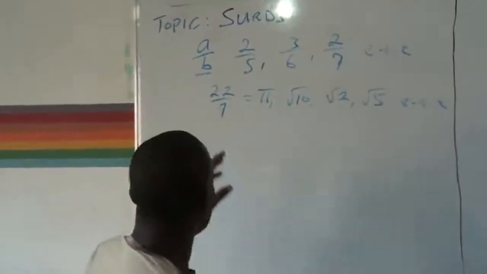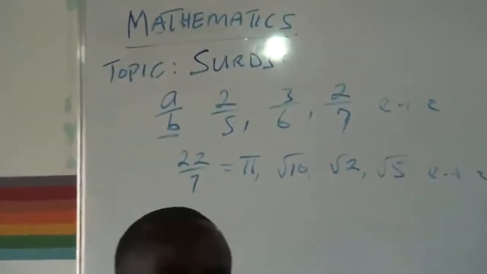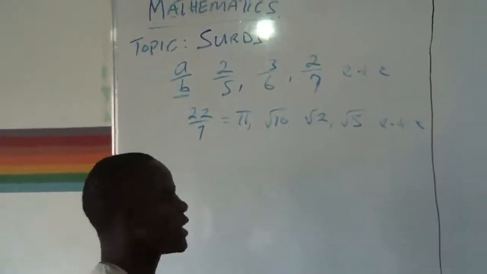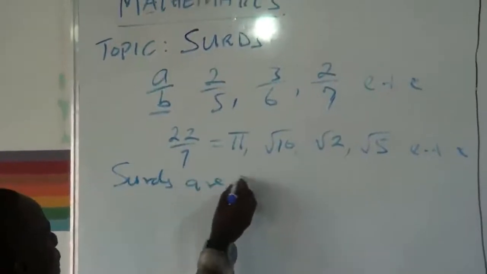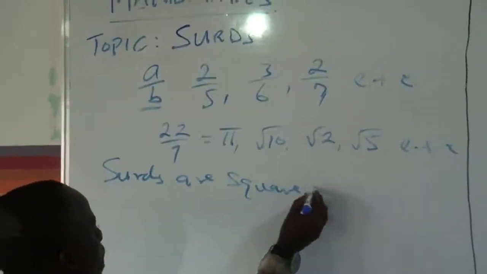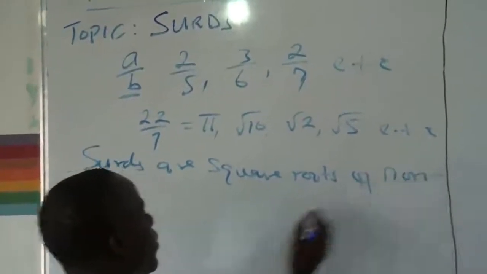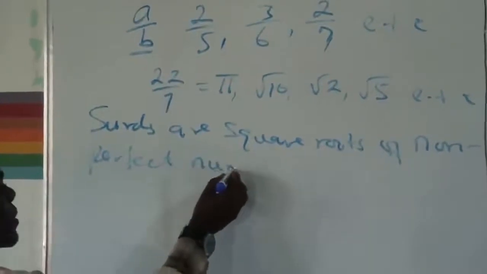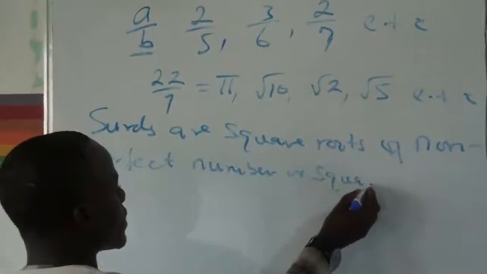Then to go into the topic for today, which is surd, those irrational numbers that are given in the square root form are what we call surds. That is, surds are square roots of non-perfect numbers, or you can say non-perfect squares.